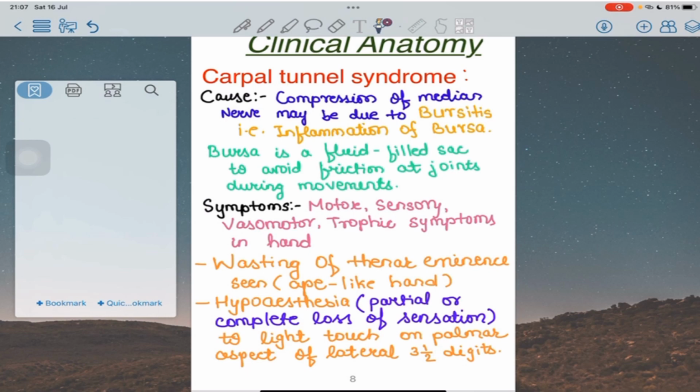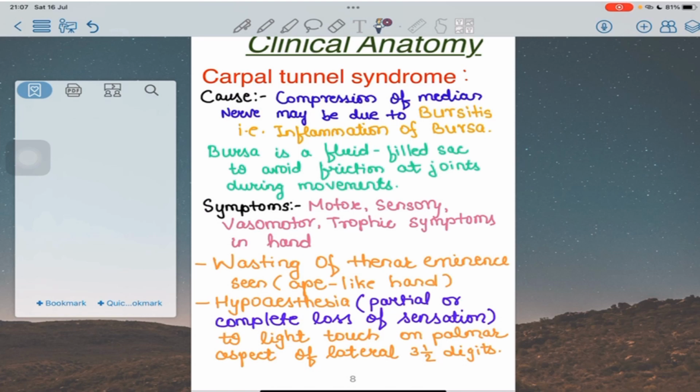What are the lateral 3.5 digits? Thumb, index finger, middle finger and the half part of ring finger which is adjacent to the middle finger. Means that half of the ring finger which is on the side of the middle finger. This completely comprises our lateral 3.5 digits supplied by the median nerve.